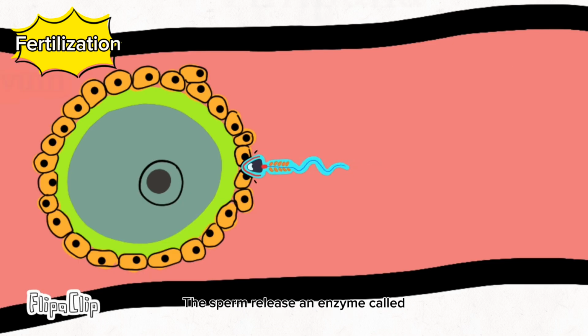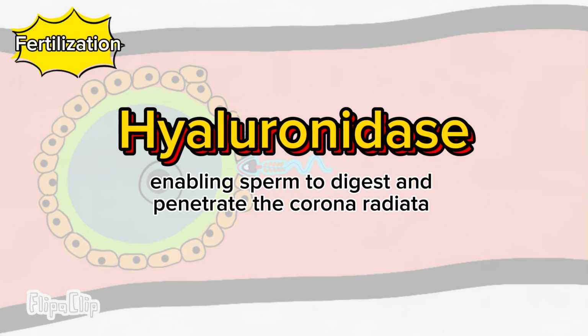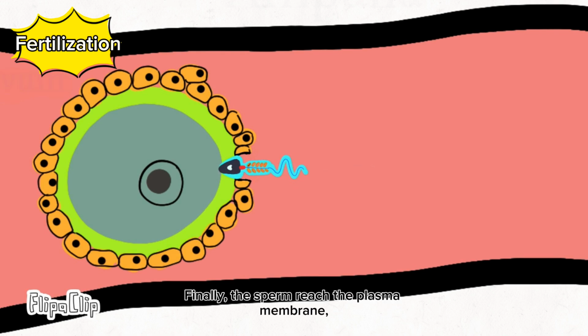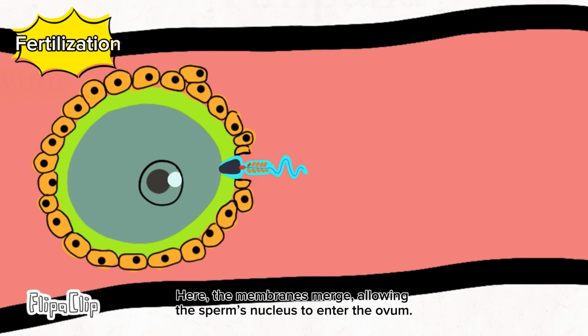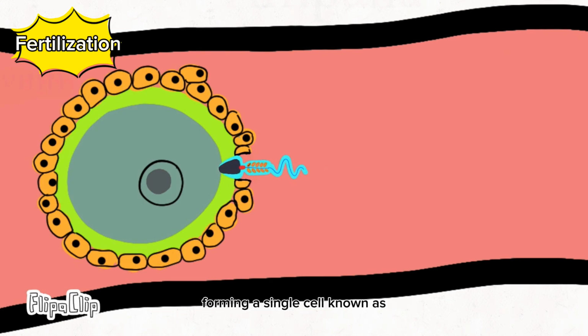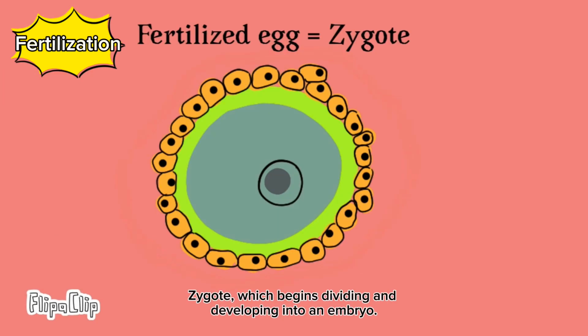The sperm release an enzyme called hyaluronidase from their acrosome, enabling them to penetrate the corona radiata, the outermost layer of the ovum. Next, they reach the zona pellucida, where the acrosome reaction continues, breaking down this protective layer. Finally, the sperm reach the plasma membrane. Here, the membranes merge, allowing the sperm's nucleus to enter the ovum. The genetic material from the sperm and ovum then combine, forming a single cell known as a zygote, which begins dividing and developing into an embryo.